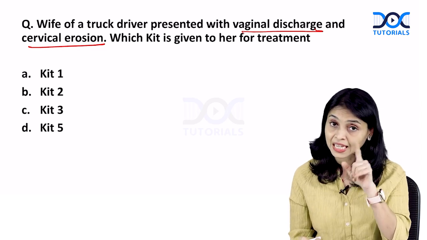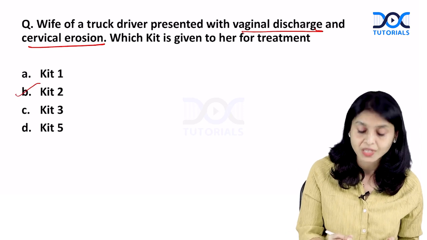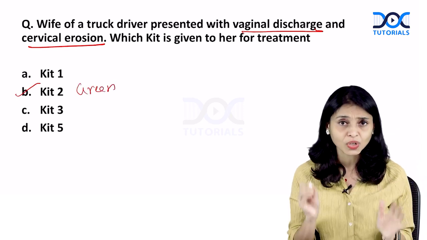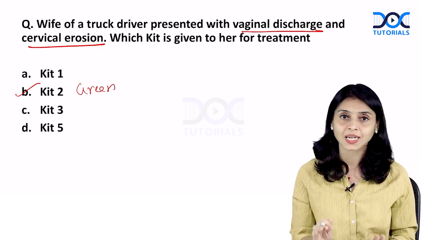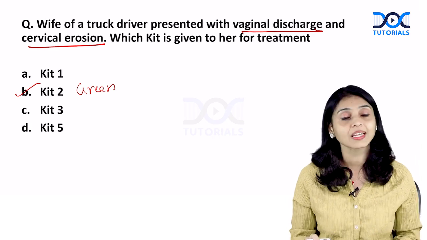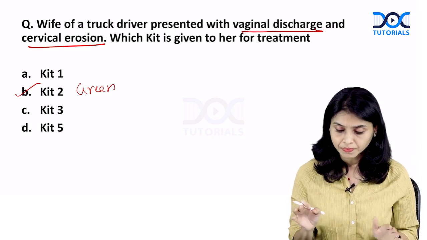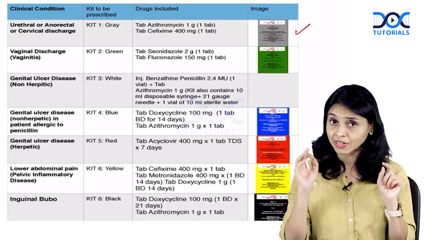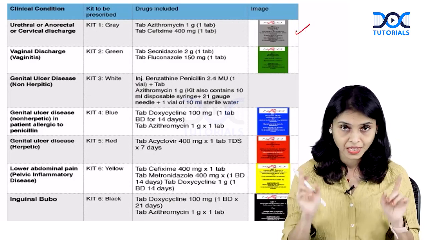So the answer is kit 2, which is green. Okay. So this is what majority of students have recollected. So the answer I will say is green, which is kit 2. Okay. I hope you know this, right? You have grey and I have even given a mnemonic to remember it in the class.